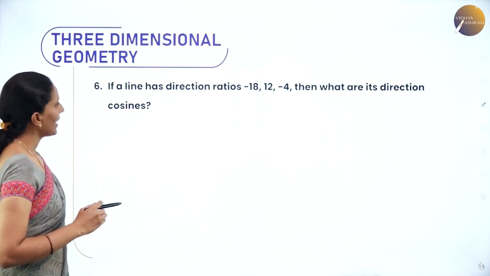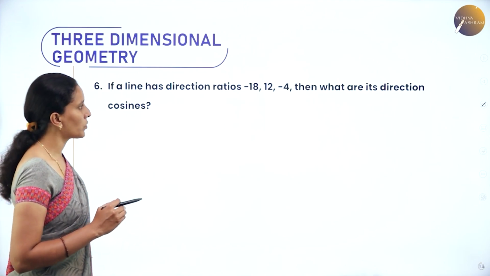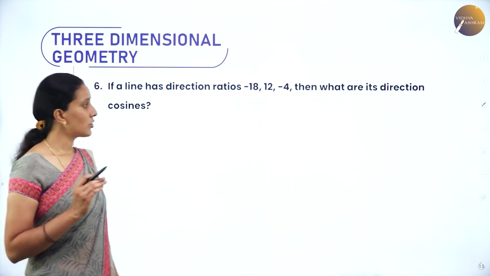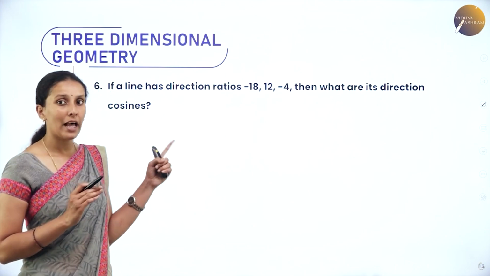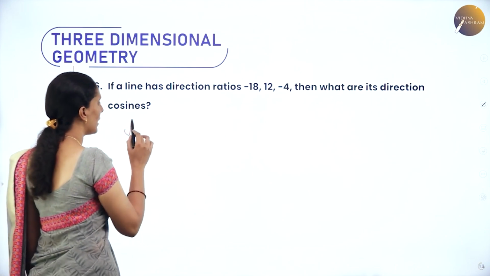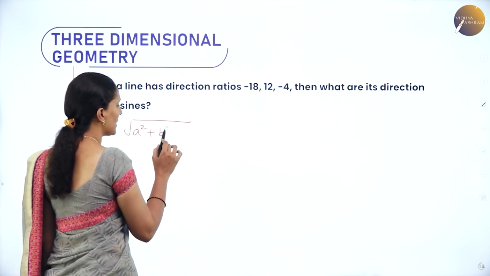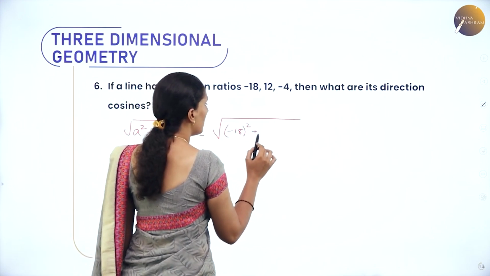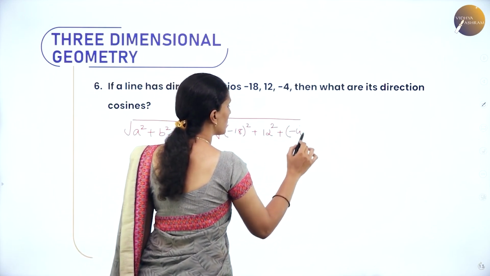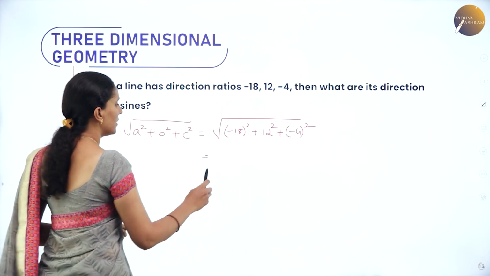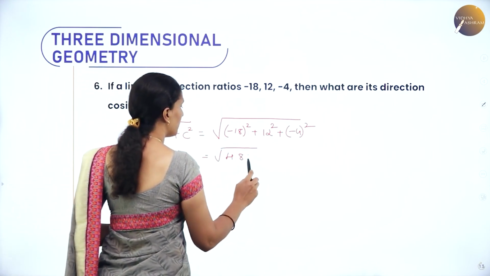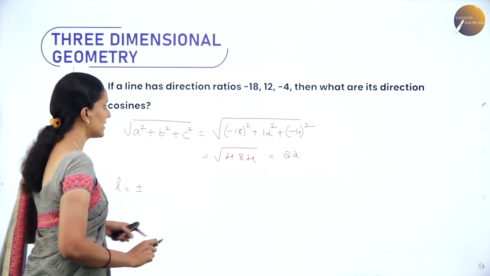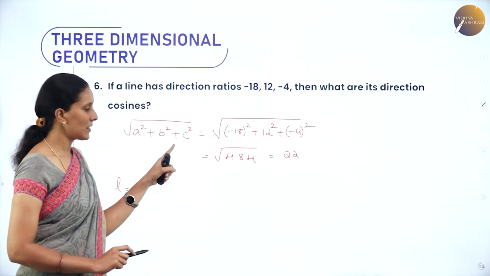So let's see here, if a line has direction ratios minus 18, 12, minus 4, then what are its direction cosines? Again, we know how to find L, M, N when the direction ratios are given. First let us calculate the root of a square plus b square plus c square. That is root of minus 18 whole square plus 12 square plus minus 4 whole square, which is square root of 484, which is equal to 22. Now L is plus or minus a divided by root of a square plus b square plus c square.